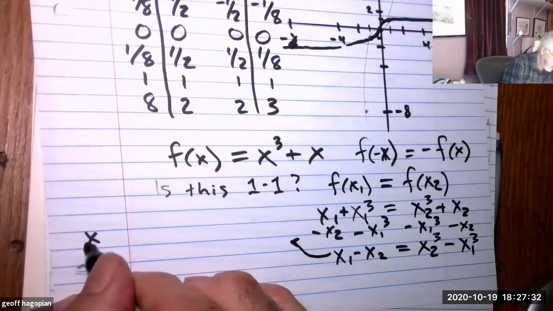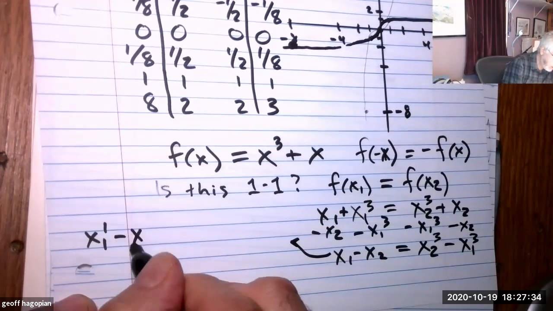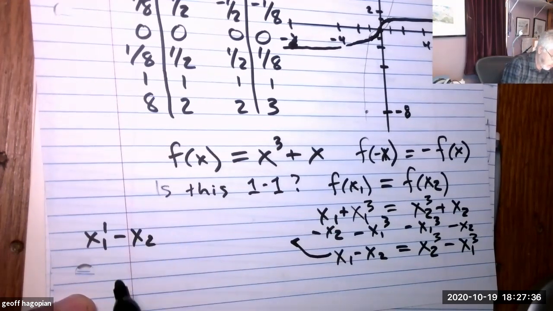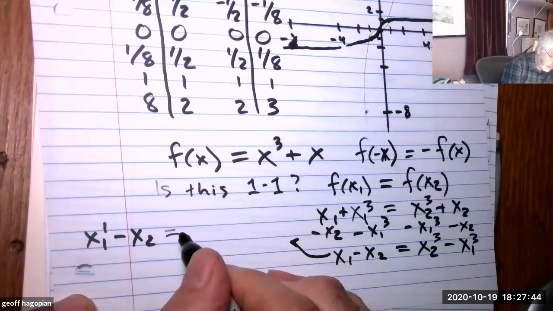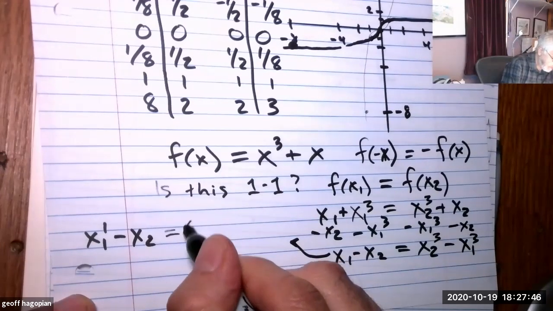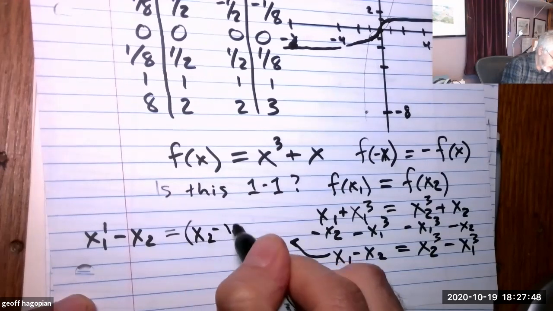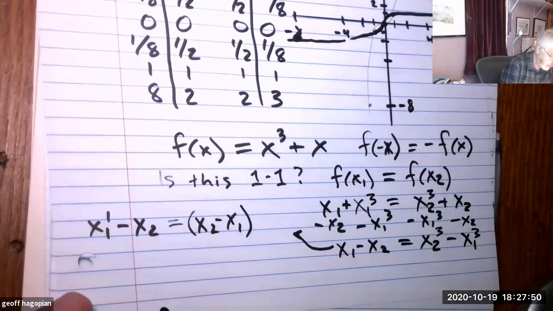On the left side, we have x1 minus x2, I guess to the first power, but I don't know why I wrote the power in there. It's not needed, is it? So that says that x2 minus x1. Oh, there isn't space. I'm going to go to a new sheet of paper. Okay, so let me remind you what we had.